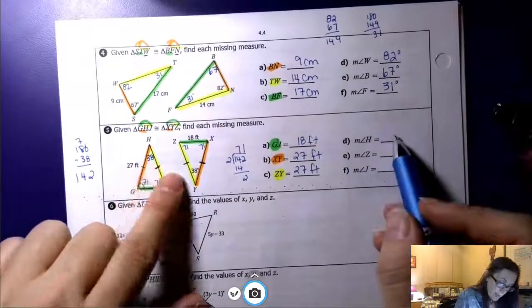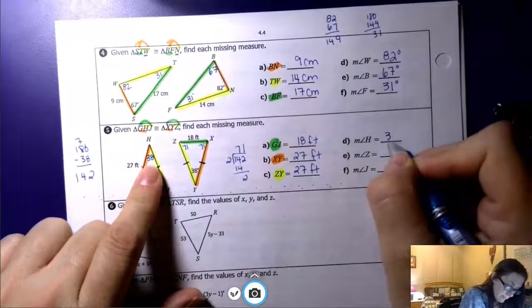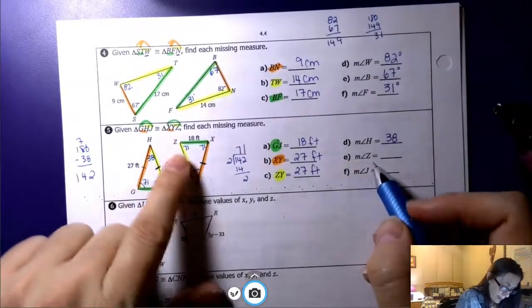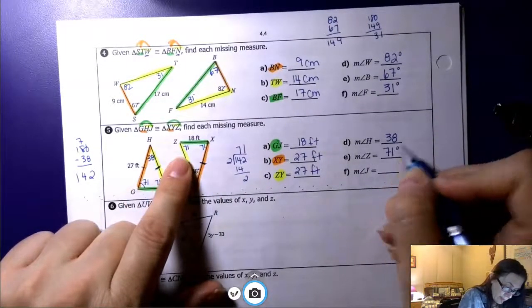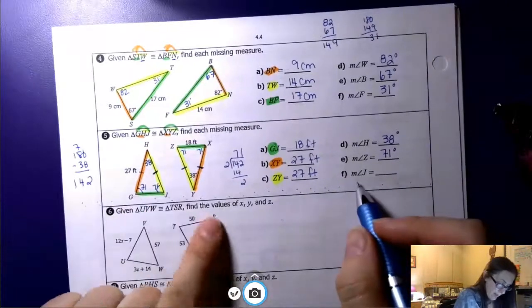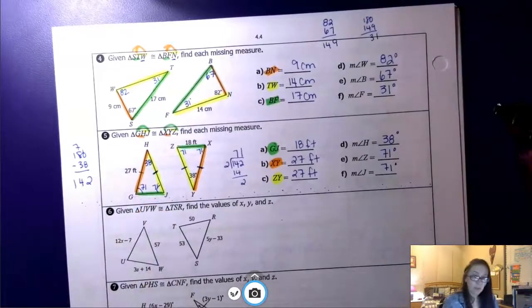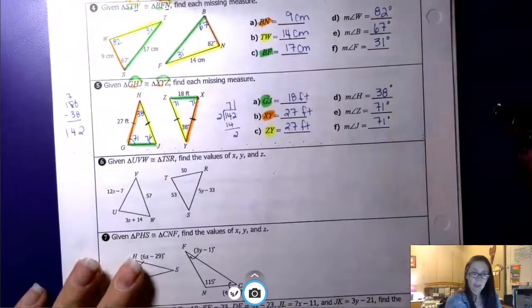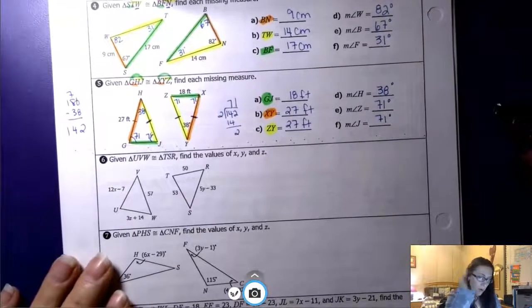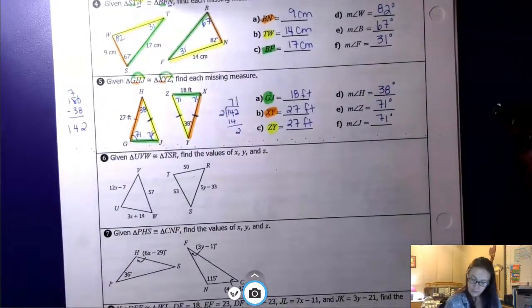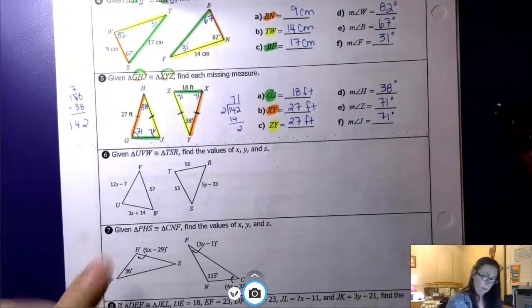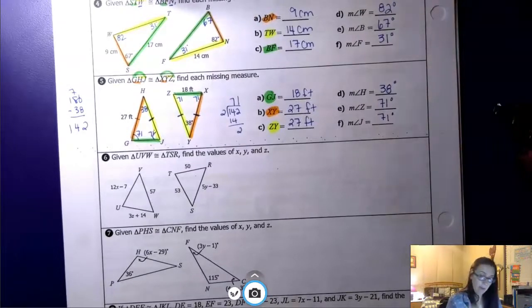So now angle H has to be 38. Angle Z is 71 degrees. And angle J is 71 degrees as well. So again, once you fill them in, it becomes a little bit easier to answer them as you go. Okay, this one will be a little bit trickier. It's not asking for the individual values, it's asking you to solve for X and Y.